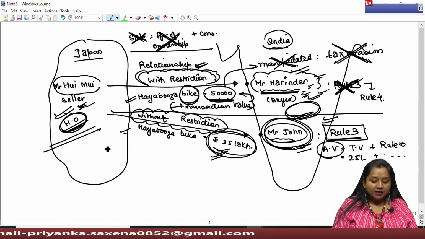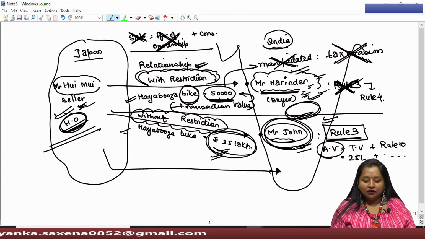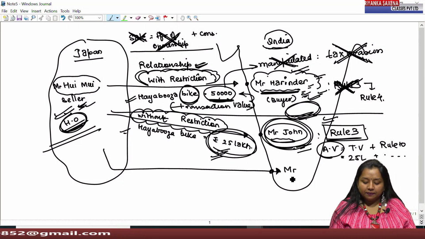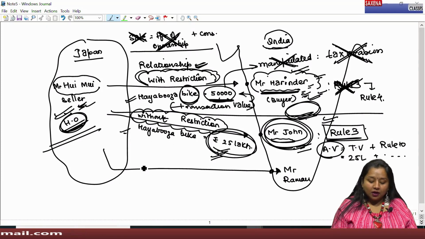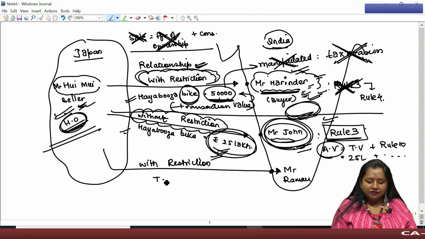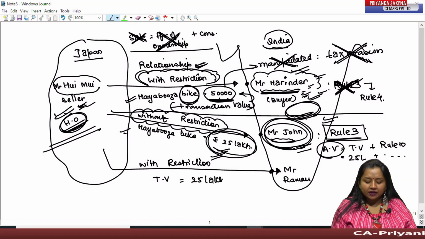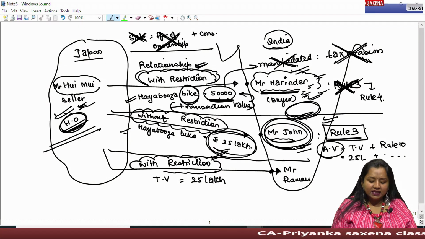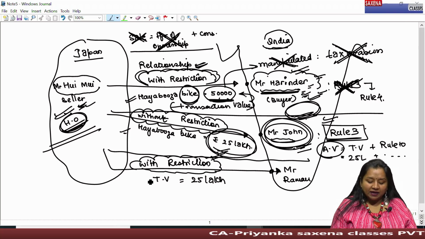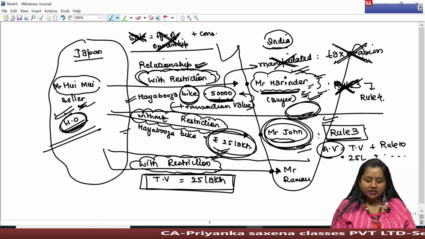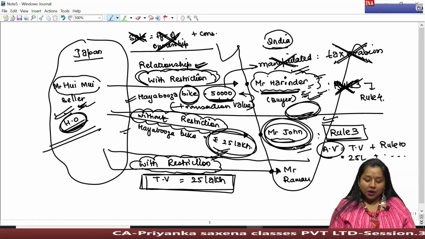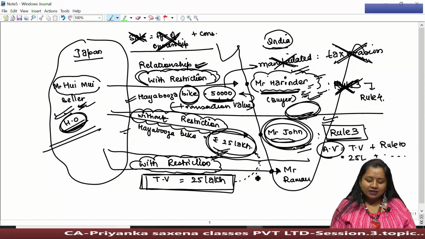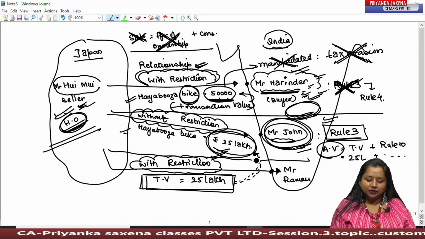However, lawmaker says if the similar kind of product is being supplied to Mr. Raman with restriction for rupees 25 lakh only, that is, even if there is any restriction by the supplier to the recipient, but the transaction value shown in the invoice has not been manipulated, which can be compared with the other supply made without restriction.